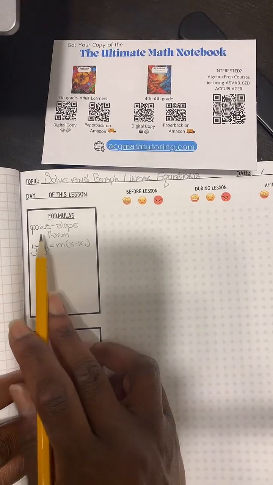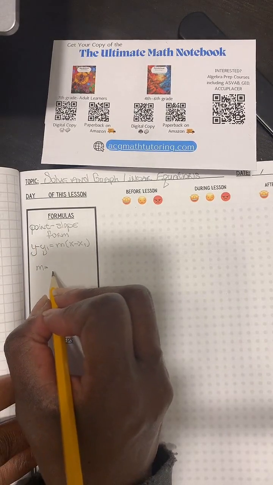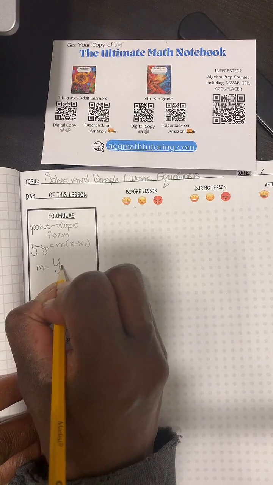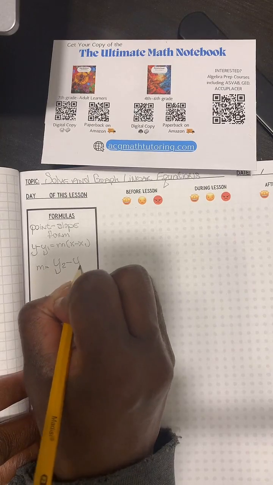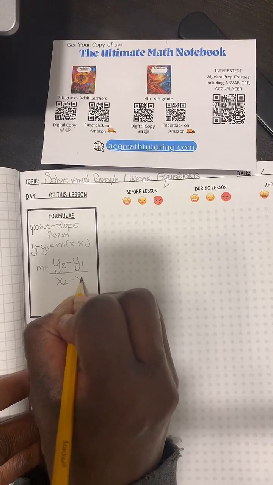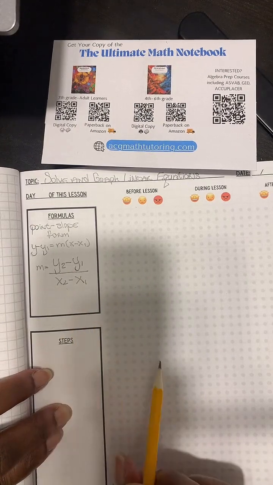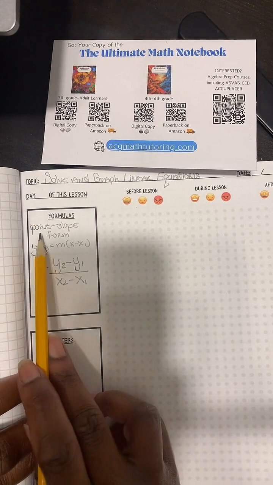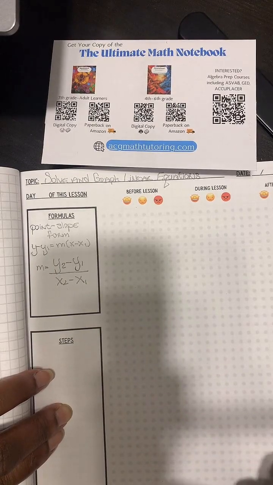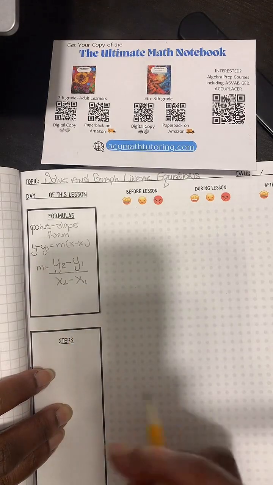So what we're going to do, we've done slope before, and if I can recall, slope is your rise over your run, or your y2 minus your y1 over your x2 minus your x1. The reason I'm setting it up like this is because we're going to talk about another way to get the equation of the line, and it's called point slope.